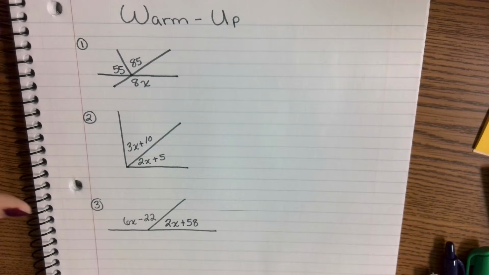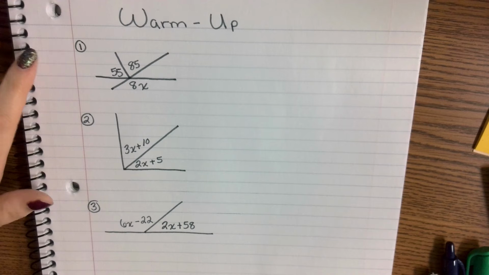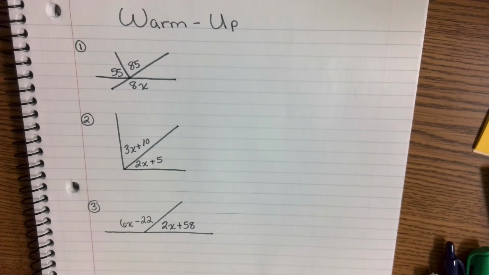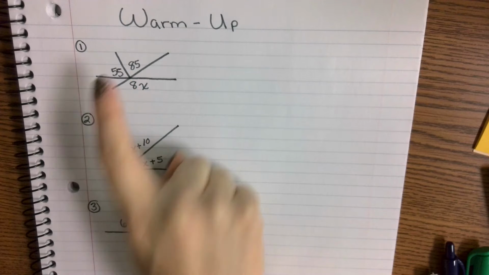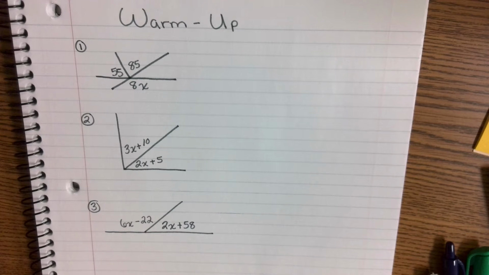Okay, this was on page 26. This was your warm-up. So for problem number 1, you've got 8x, you've got 55, and you've got 85. Who wants to tell me what they got for their answer? David? 5? Okay, anybody get anything different than 5?